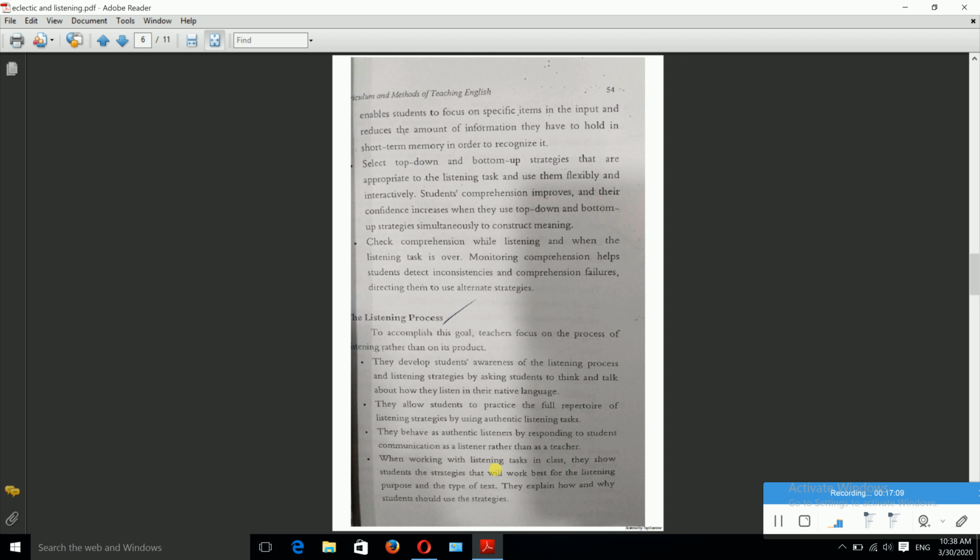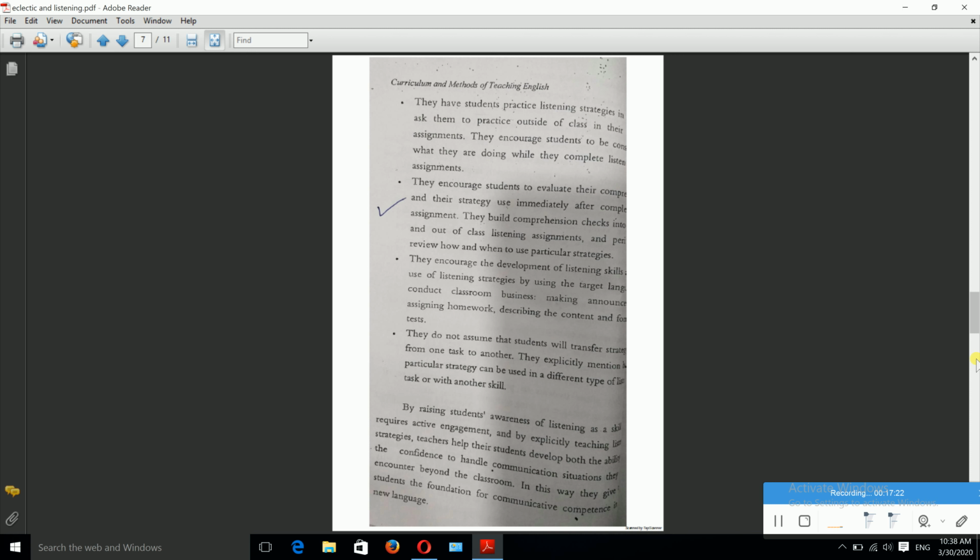When working with listening activities in class, teachers must show students the strategies that work best for them. My dear students, they have students practice listening strategies in class and ask them to practice outside of class in their listening assignments. Yes, they must practice listening strategies, giving students exercises to master the listening process. They encourage students to evaluate their comprehension and their strategies immediately after completing an assignment. Here the student evaluates their level of understanding by completing some assignments.